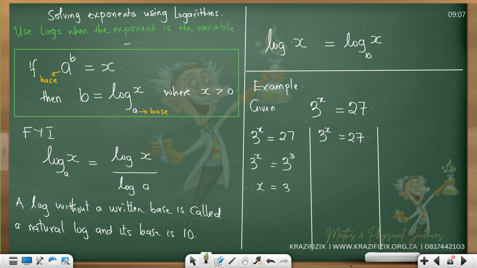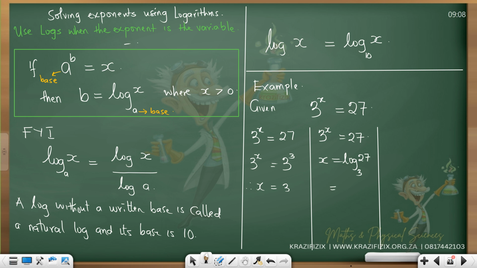Use logs. Again, we will do it in functions. We will do it in financial maths. So it's good that we know it now. When my exponent that I'm looking for is a variable. So I'm looking for x at the moment, and x is a variable. So I can bring it in. X, therefore, can be written as log. That 3 is a base. We put it as a base.